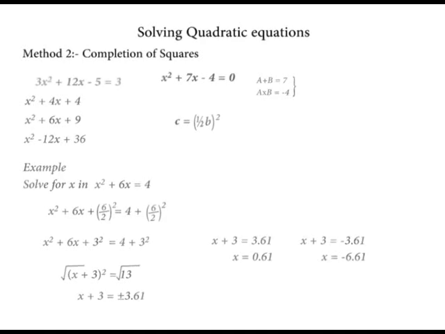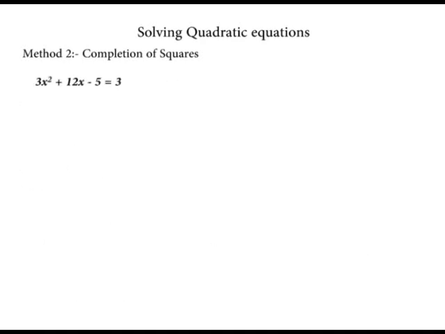Another example, 3x squared plus 12x minus 5 is equal to 3. We first take 5 to the right hand side, so we have 3x squared plus 12x is equal to 8. Make the leading coefficient 1 by dividing everything by 3. We remain with x squared plus 4x is equal to 8 over 3.